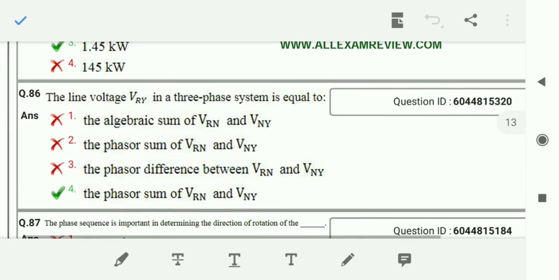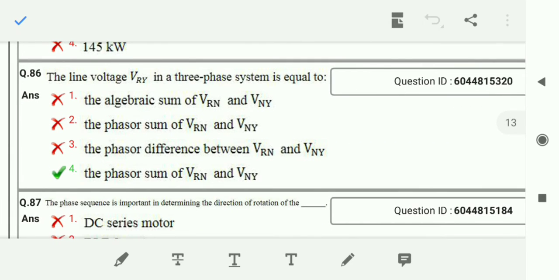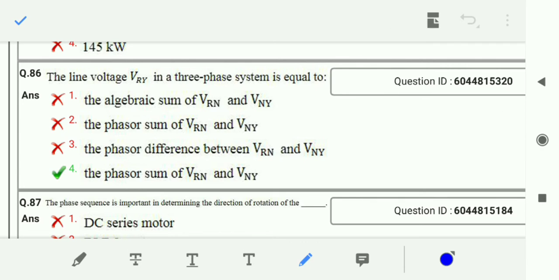Next, coming to question number 86. The line voltage VRY in a 3-phase system is equal to what, sir? It is nothing but the sum of 2 phase voltages, sir. So the answer is the sum of VRN and VYN. But which sum is it, arithmetic sum or phasor sum? It is not an arithmetic or algebraic sum, sir. Arithmetic and algebraic are the same. It is a phasor sum, sir.